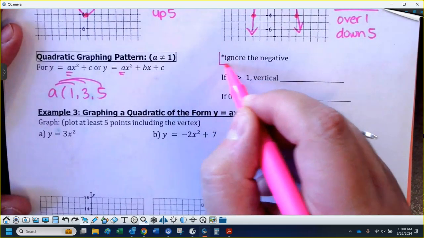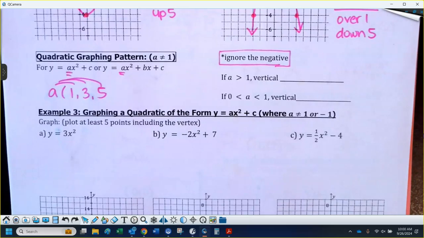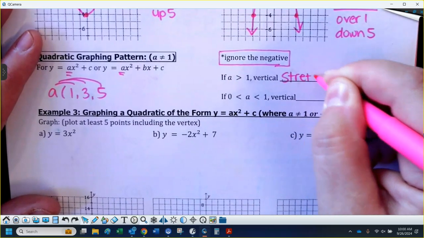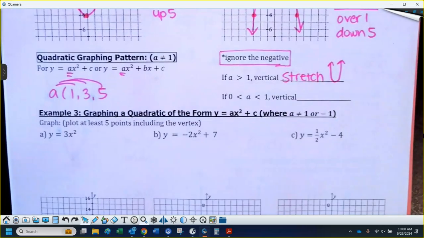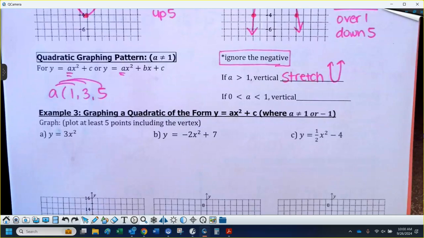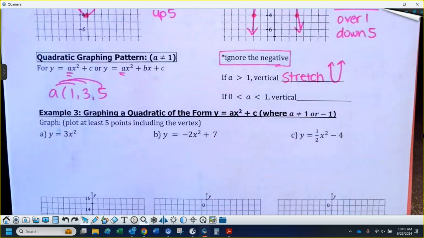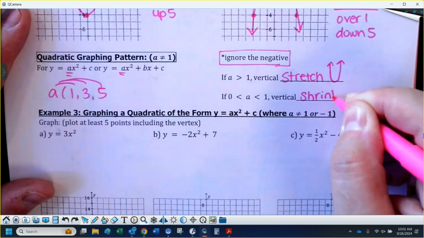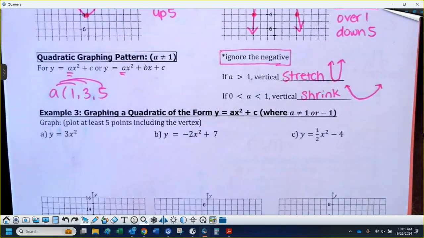Now, this says ignore whether that a value is positive or negative, because that just tells you whether the graph goes right side up or upside down. But ignoring the negative, if that value is bigger than 1, we call this a vertical stretch. And what that should do to the graph is make it more narrow than what we were just graphing, like it pulls it up. This is the same for absolute value graphs. And again, ignore the negative. If that a value is like a half or 2/3, something between 0 and 1, this is called a vertical shrink. And what that will do is make the graph a much wider U shape.